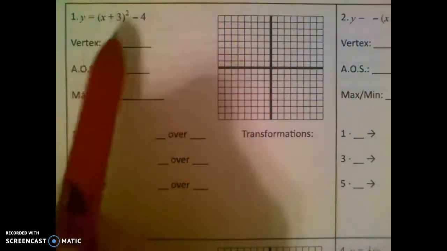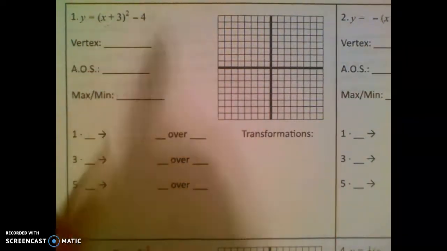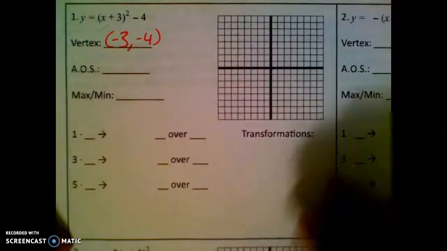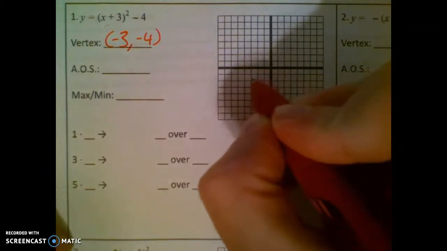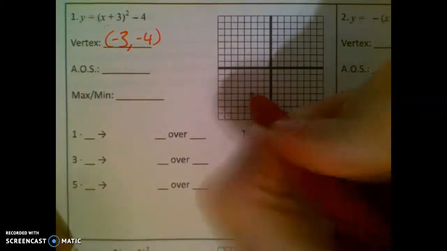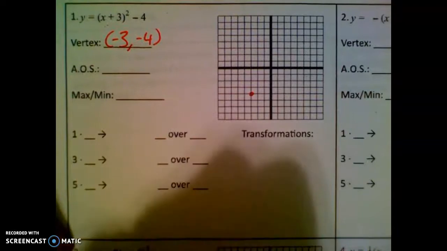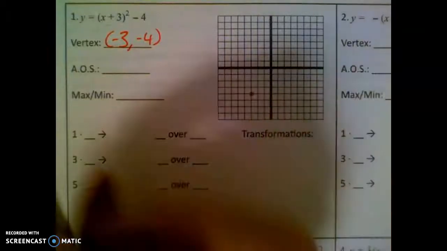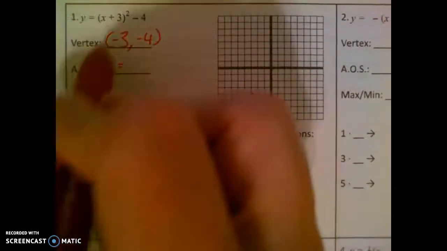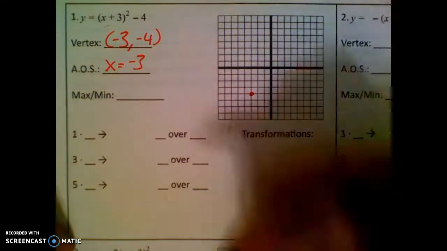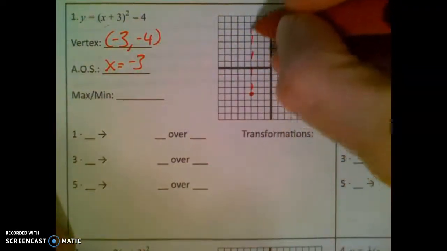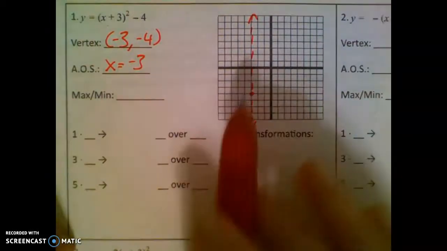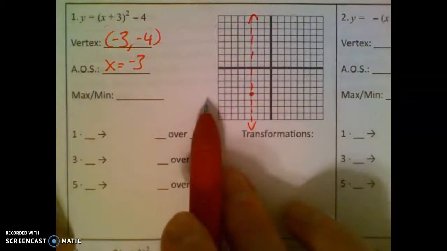All right, your vertex is always going to be the opposite of the inside, same as the outside. So that's going to be (-3, -4). So I'm just going to go ahead and put a dot at -3, -4. That's actually where my AOS is going to be automatically. Remember back to, I don't know, however many days ago it's been, here's your vertex. Your AOS is going to be that x value, so -3. So I'm going to draw my axis of symmetry at -3. And all my other points are going to be mirror images on either side of that AOS.